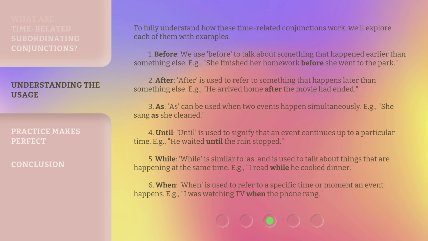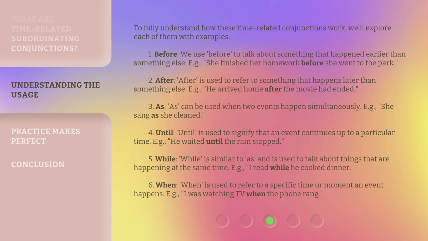3. As. As can be used when two events happen simultaneously. E.g., she sang as she cleaned. 4. Until. Until is used to signify that an event continues up to a particular time. E.g., he waited until the rain stopped. 5. While. While is similar to as and is used to talk about things that are happening at the same time. E.g., I read while he cooked dinner.